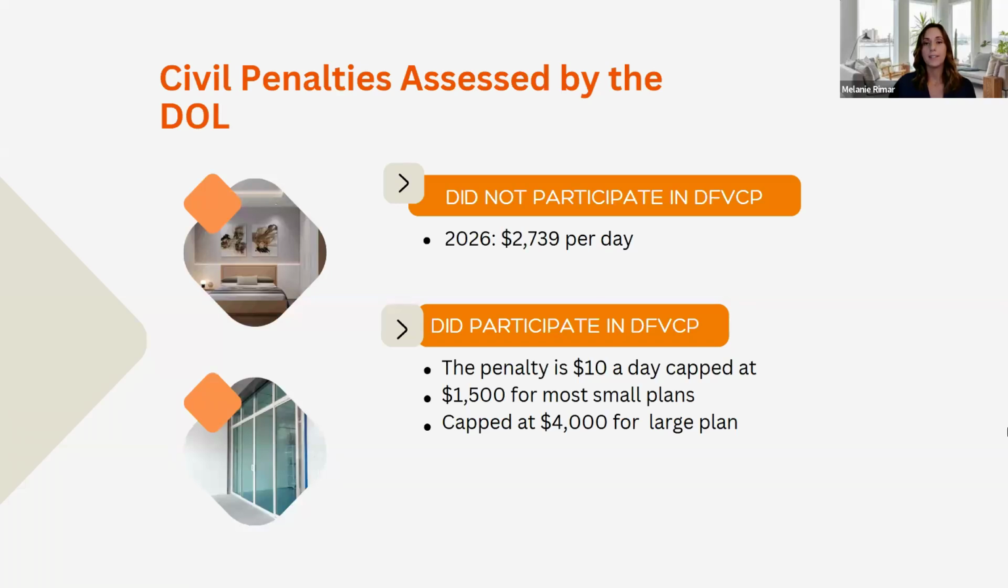All right, so you missed your deadline. What's the penalty? For 2026, it is $2,739 per day. So they do offer the DFVCP, which we're going to get into after this slide. But that reduces your penalty to $10 a day. Big difference. And it also caps the penalties at $1,500 for your small plans and then $4,000 for your large plans.